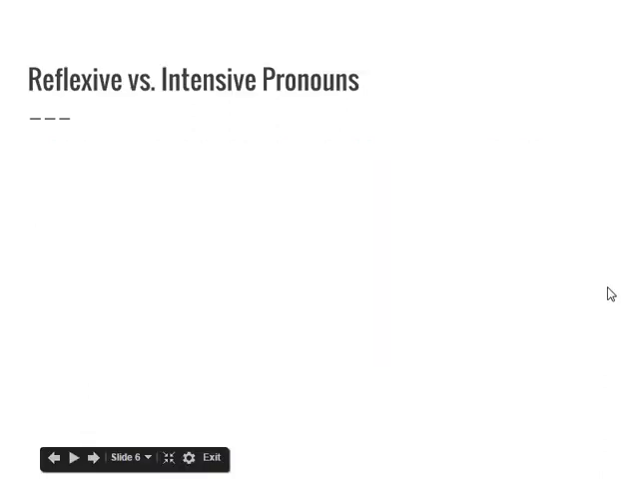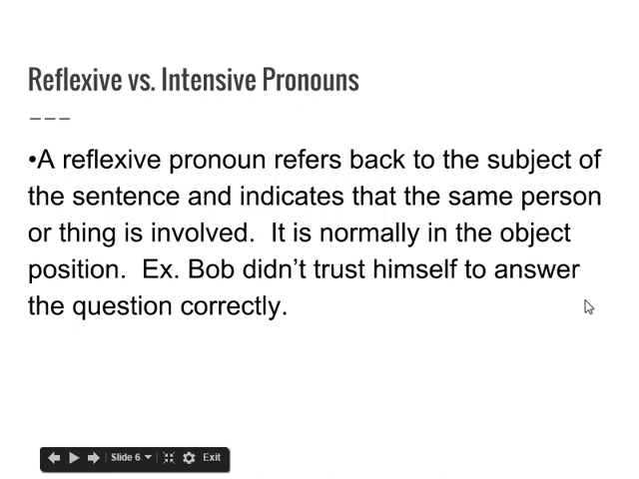We also have these other pronouns that we're going to cover in this lesson called reflexive or intensive pronouns. And these are the words that end with self. And there is a difference between these two different types. A reflexive pronoun refers back to the subject of the sentence and indicates that the same person or thing is involved. It is normally in the object position.